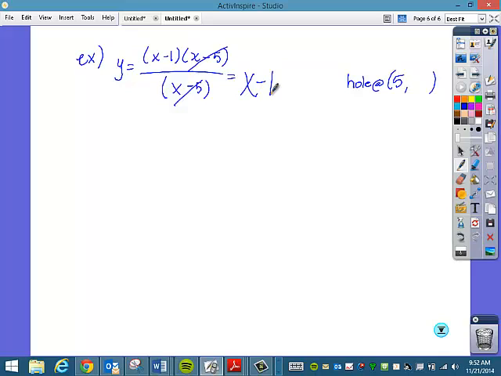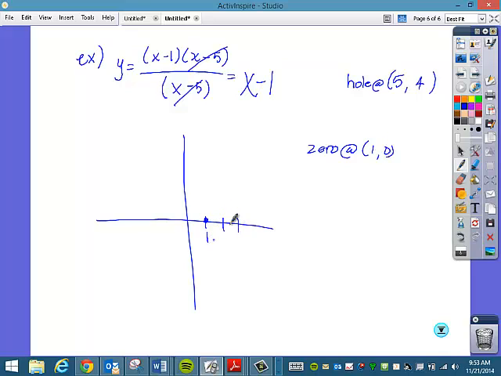To find the y value of this hole, you're going to plug 5 into x to get your y. So 5 minus 1 is 4. So we're going to have a hole at (5, 4). I have no vertical asymptotes, but I do have a zero at (1, 0), which is right here. And my hole is at (5, 4).